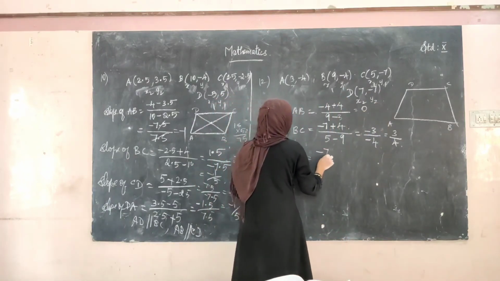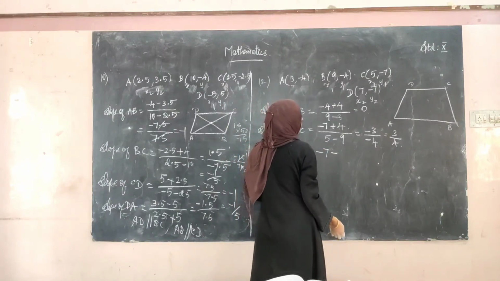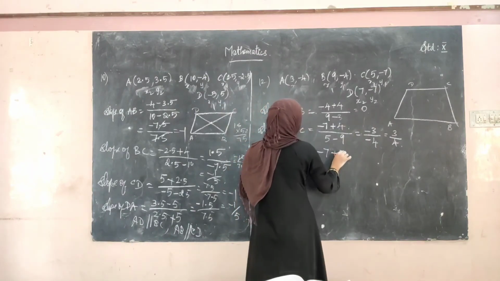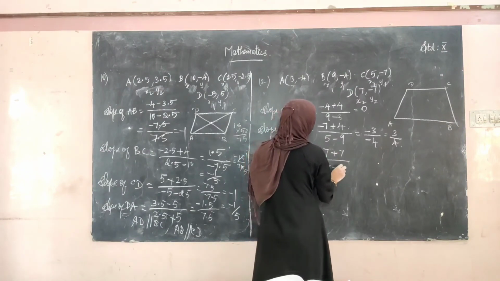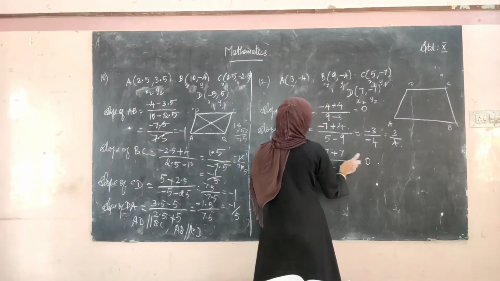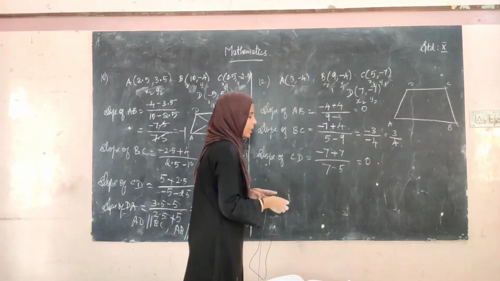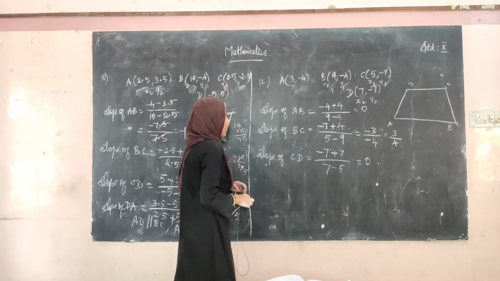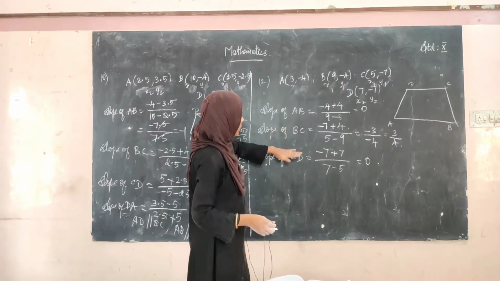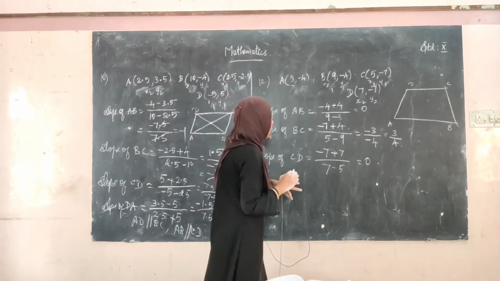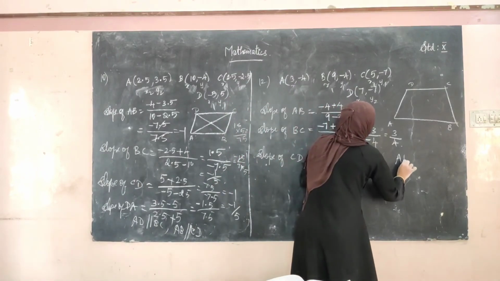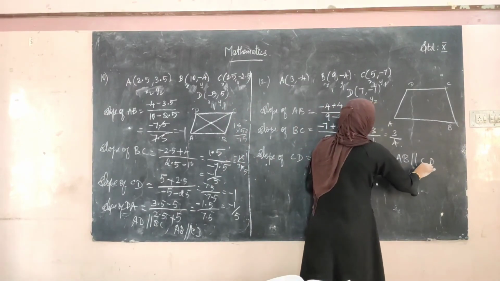y2 is minus 7, minus y1 is minus 7, so plus 7, divided by x2 minus x1, which is 7 minus 5, which is equal to 0. So 7 minus 7 is 0, and 0 divided by anything is 0. See here, we got the slope of AB is 0 and the slope of CD is 0. So we have got the same value. Then we can say that AB is parallel to CD.